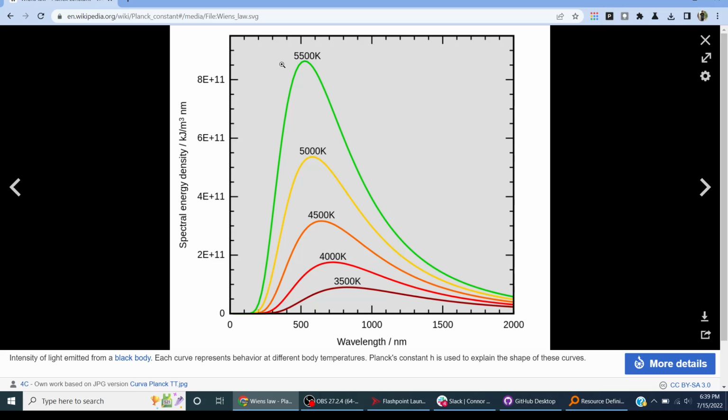So you have 5,550 Kelvin. This is the wavelength divided by nanometers. This is the spectral energy density divided by kilojoules divided by cubic meters times nanometers.